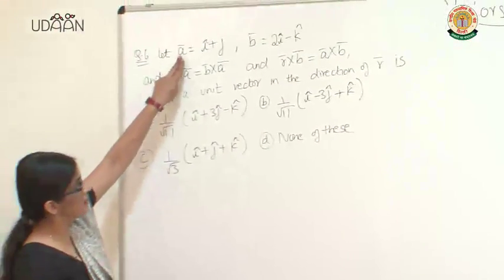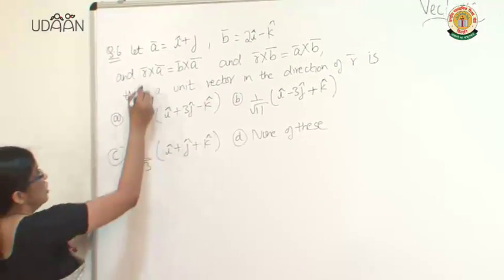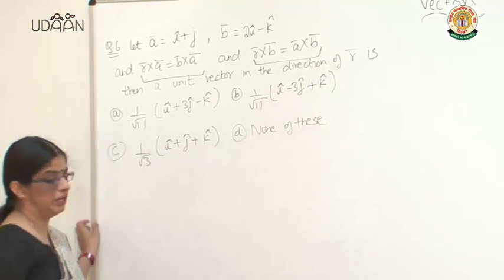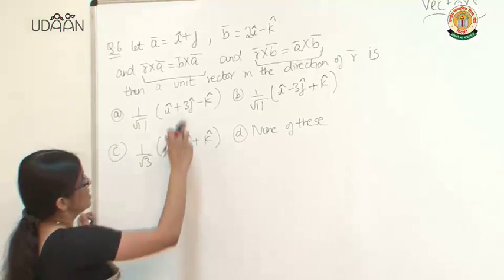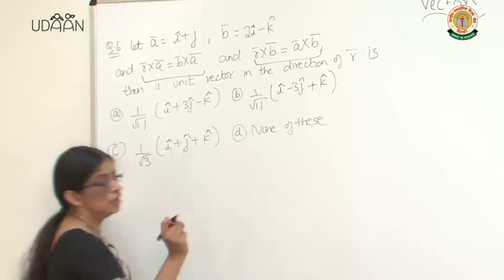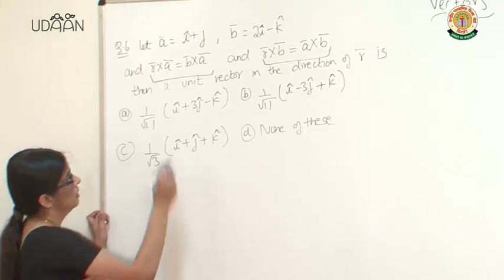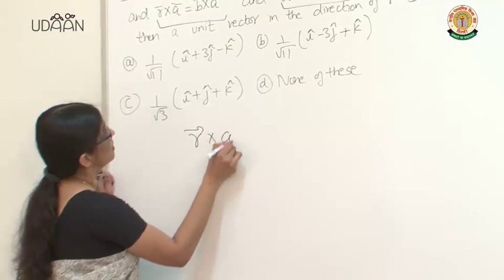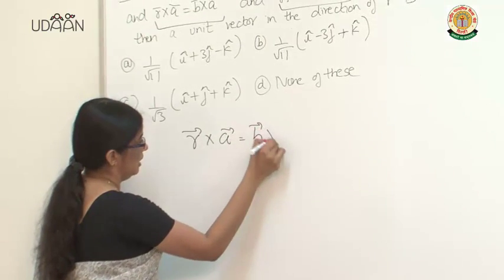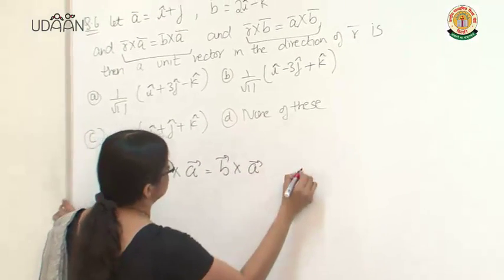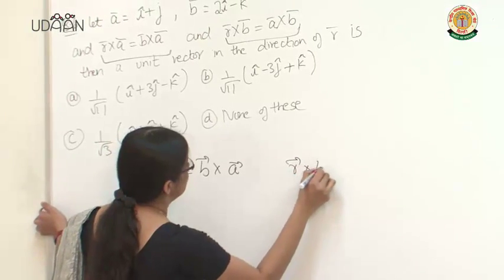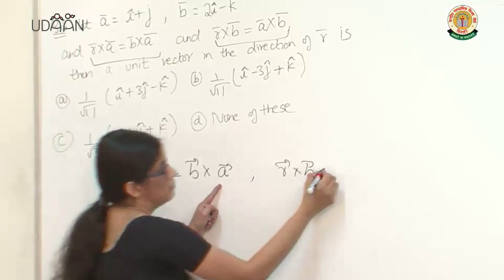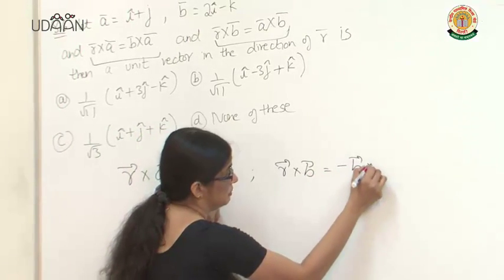Vector A is given, B is given, and you are given a relation between vector R, vector B and vector A. Find a unit vector in the direction of vector R. Let us start with the given relation. R cross A equal to B cross A. Also, R cross B equal to A cross B. This A cross B, I am going to write as minus B cross A.